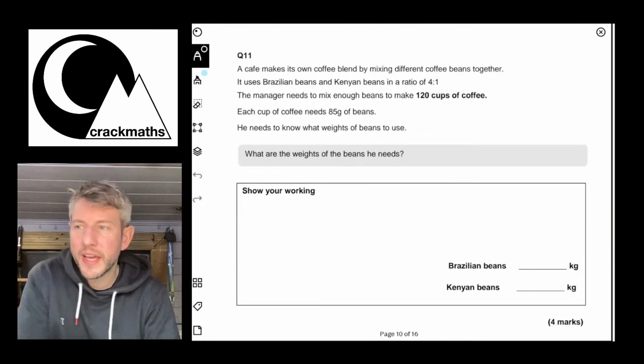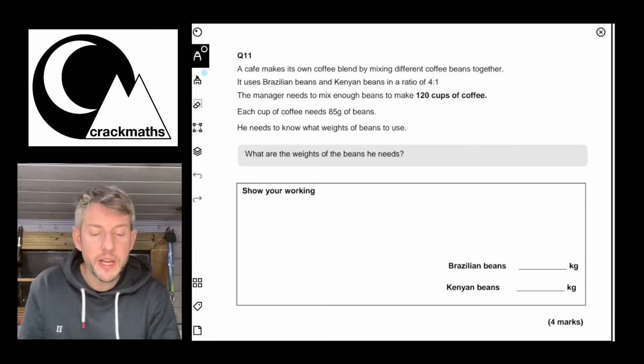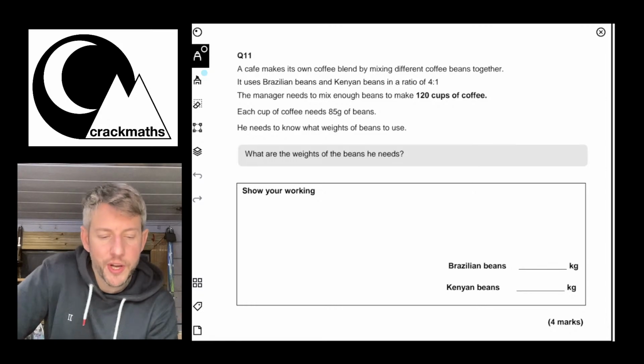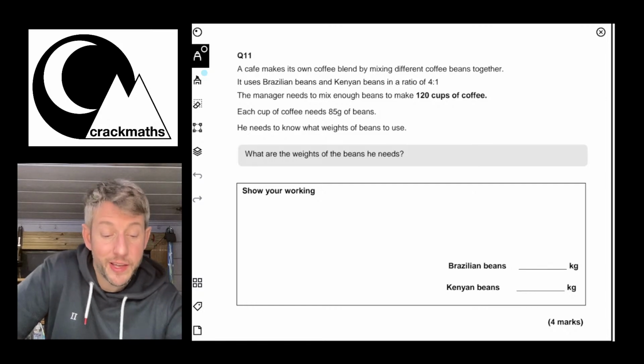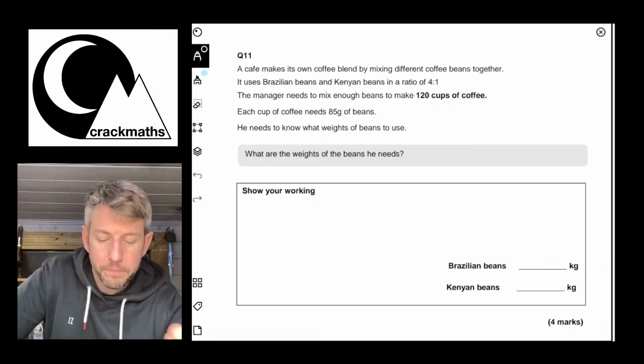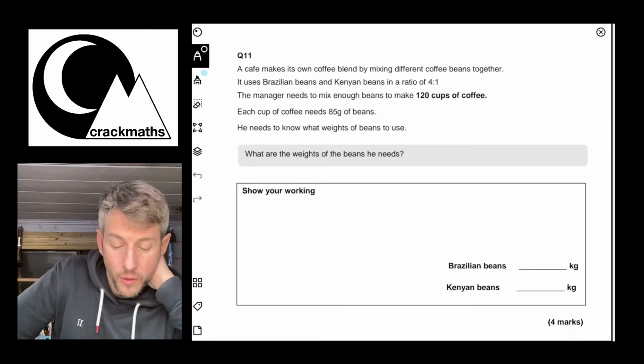Question 11. A cafe makes its own coffee blend by mixing different coffee beans together. It uses Brazilian beans and Kenyan beans in a ratio of 4:1. The manager needs to mix enough beans to make 120 cups of coffee. Each cup of coffee needs 85 grams of beans. He needs to know what weights of beans to use. What are the weights of beans that he should use?